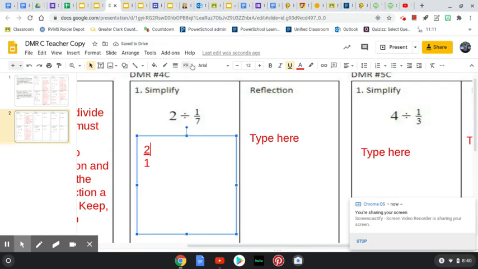So then I'm going to change. I'm going to make it multiply. And then I'm going to flip. 1 over 7 will become 7 over 1.